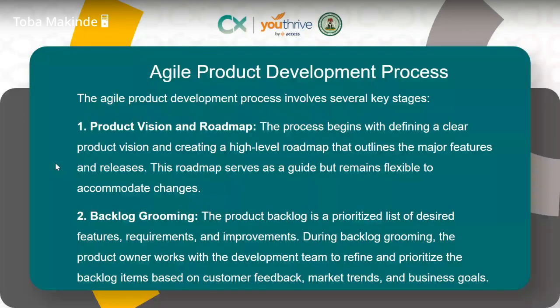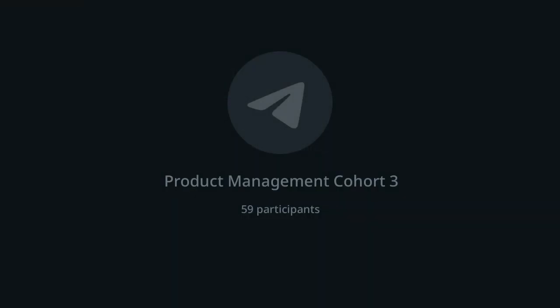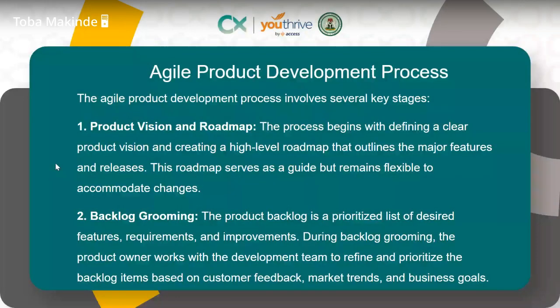The agile product development process involves several stages. The first one is product vision and roadmap. What is product vision and roadmap? This process begins with defining a clear product vision and creating a high-level roadmap that outlines the major features and releases. The roadmap serves as a guide but remains flexible to accommodate changes.